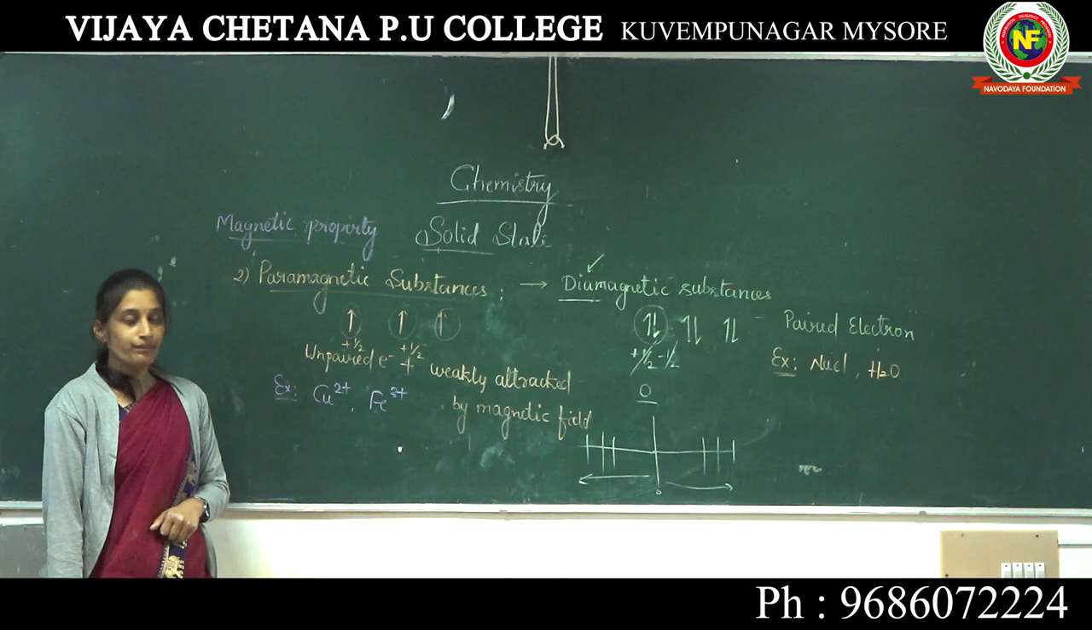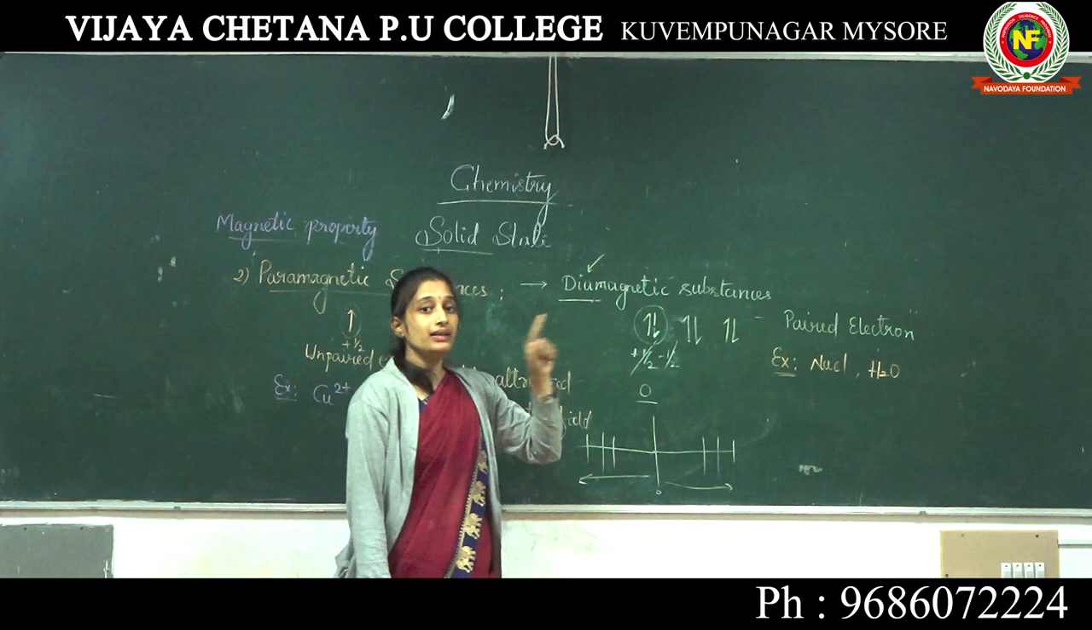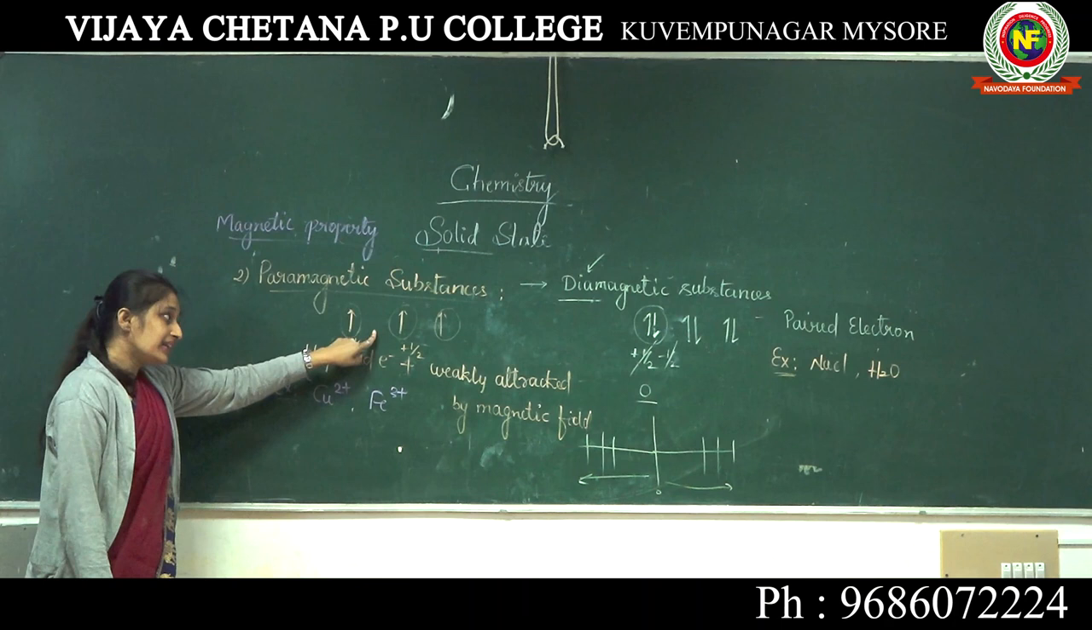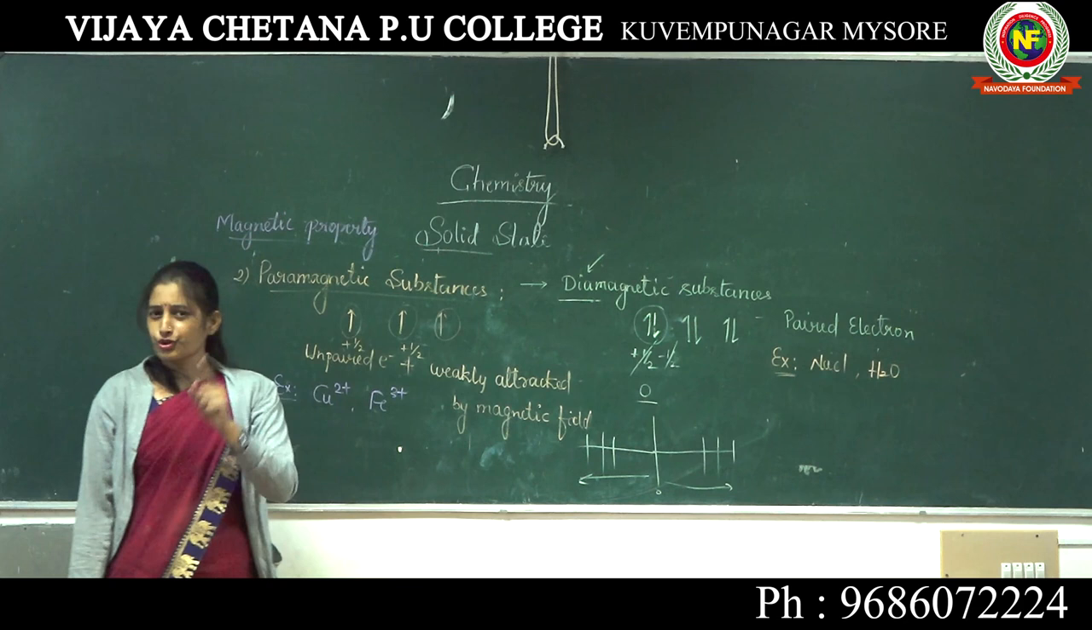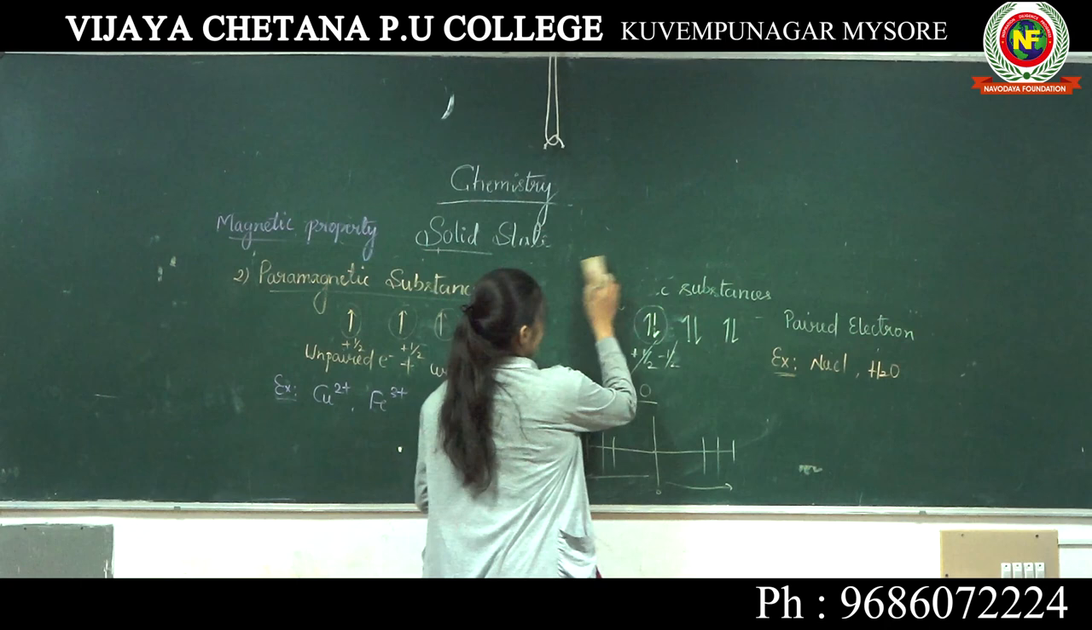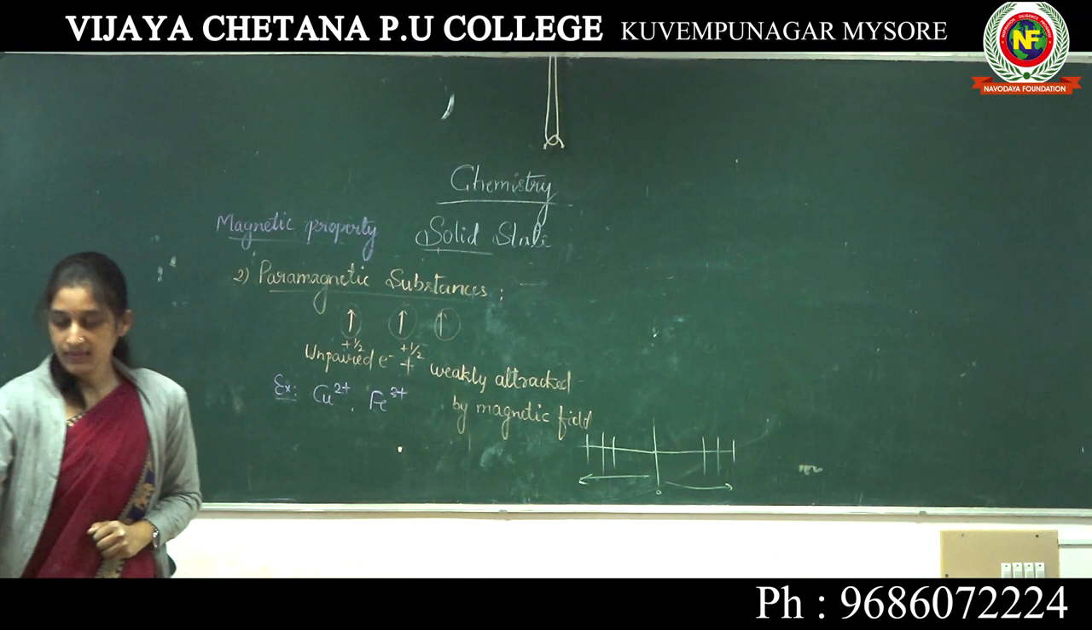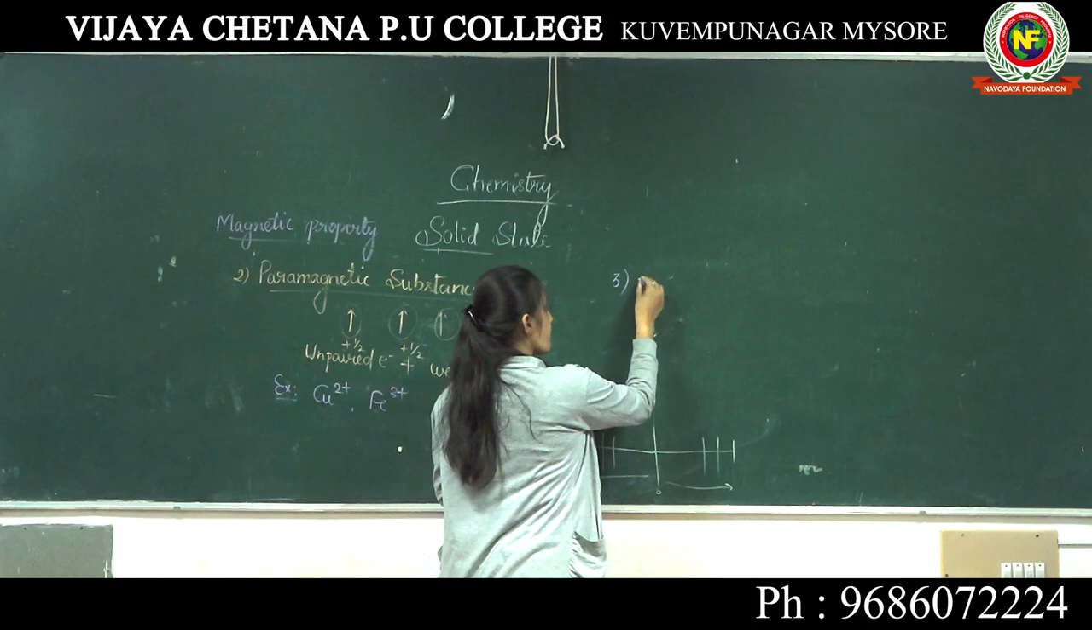Is it clear? Now diamagnetic. Diamagnetic means paired electron and no attraction. Paramagnetic means unpaired electron, weak attraction. Weak attraction is there, so one more strong attraction should be? Yes, that is the third one. Name: ferromagnetic substances.